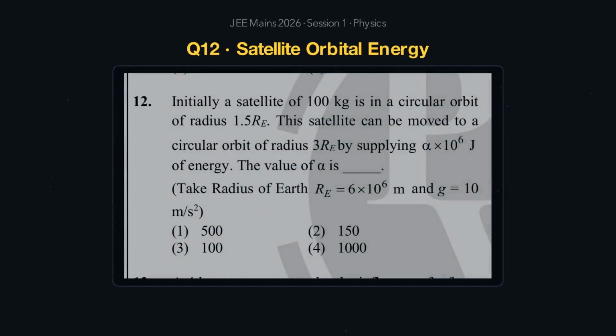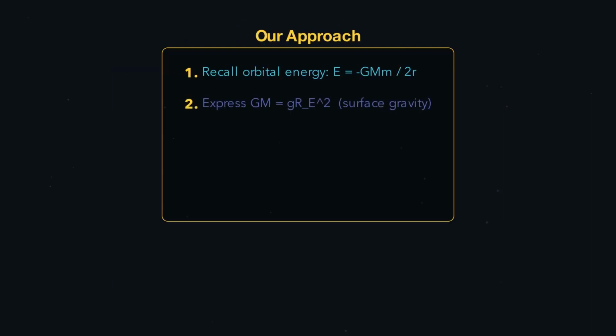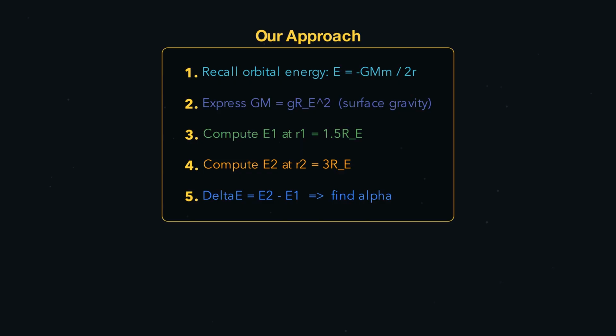A satellite is orbiting Earth quietly. You want to push it to a higher orbit. How much energy does that actually cost? Here's our approach. First, we recall that the total mechanical energy of a satellite in circular orbit is negative GMm over 2r. Then, we express GM using surface gravity, g times Re squared.